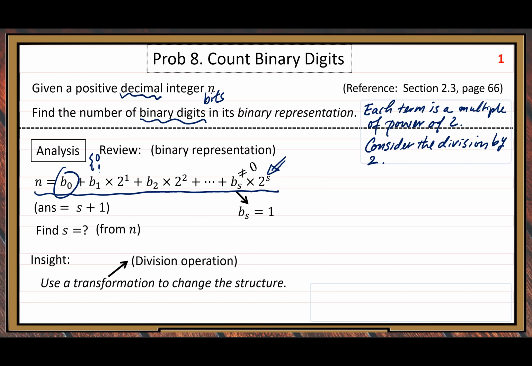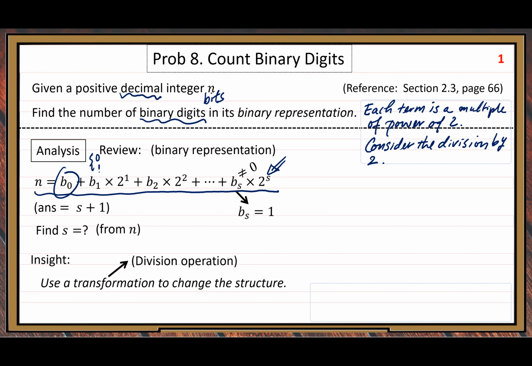Other than the first term, all the remaining terms, if you do division by 2, are all integers. But the first term, if it's 0, is still 0 after division. If it's 1, the fractional part will be dropped because we just consider integer division. Okay, we drop the fractional part.